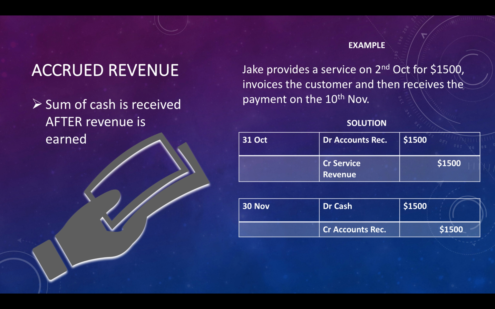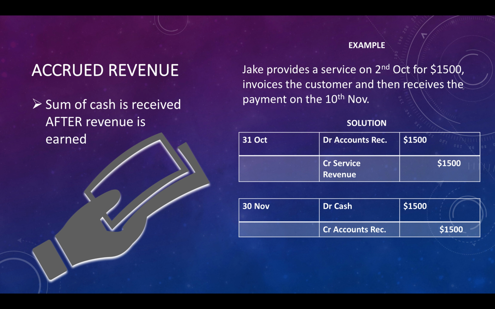The second scenario is accrued revenue. This occurs when a sum of cash is received after a revenue is earned. For example, Jake provides a service on the 2nd of October for $1,500 and invoices the customer and then receives the payment on the 10th of November.